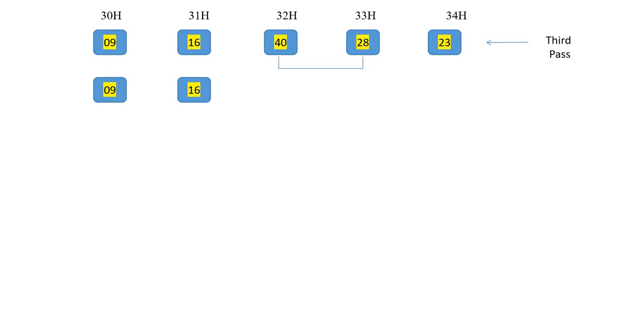So 40 is compared with 28. 28 is smaller. We need a swap. So 28 will come in 32H and 40 will come in 33H. And this number remains same.